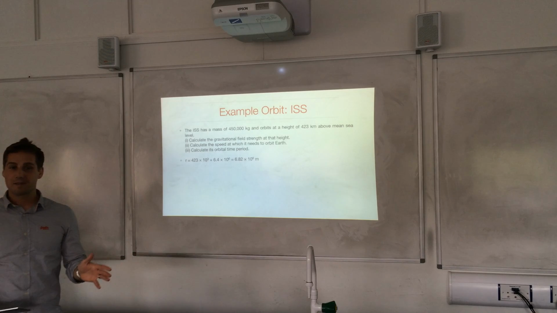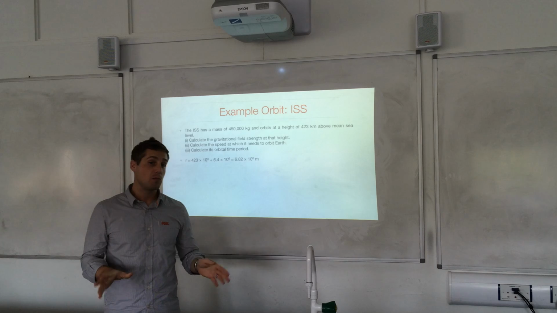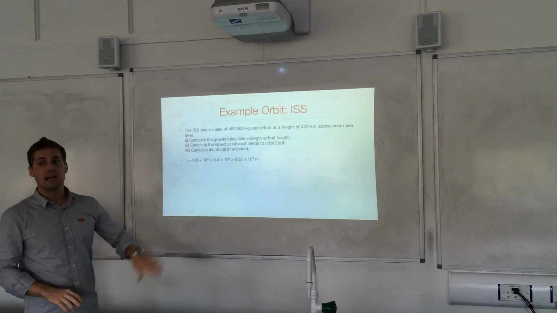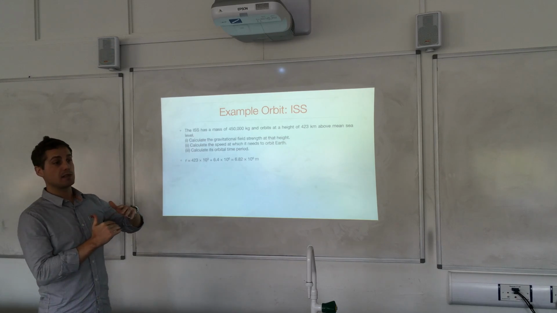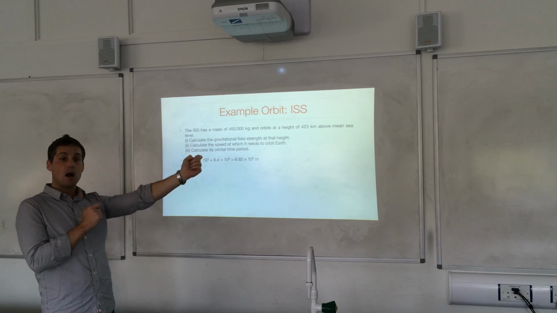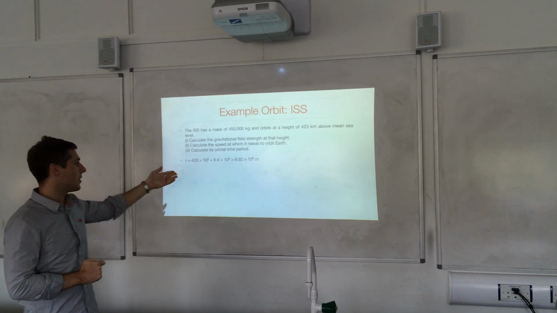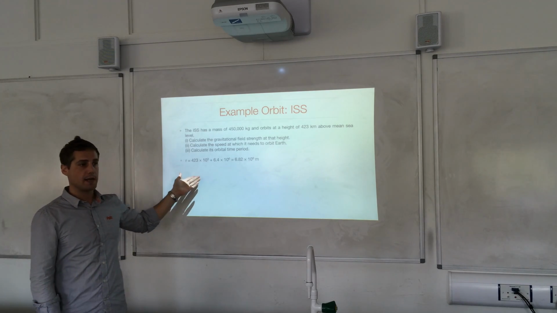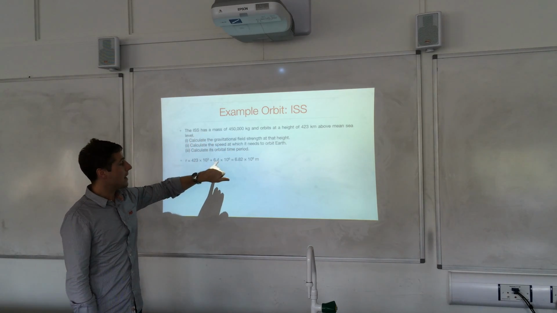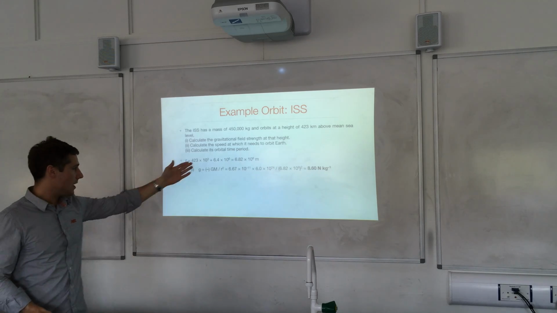Okay, first thing is, in our equations that involve R, we're not going to use 423 kilometres, because that is 423 kilometres above mean sea level. So the R needs to go to the centre of the orbit, which is the centre of the Earth. So we need to add on the radius of the Earth. So R then is 423 times 10 to the 3, because it's kilometres, not metres, plus 6.4 times 10 to the 6. So that's our R value.